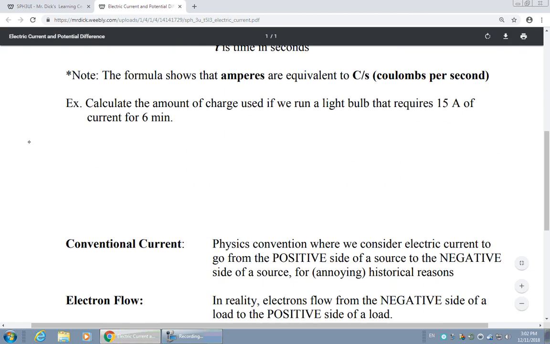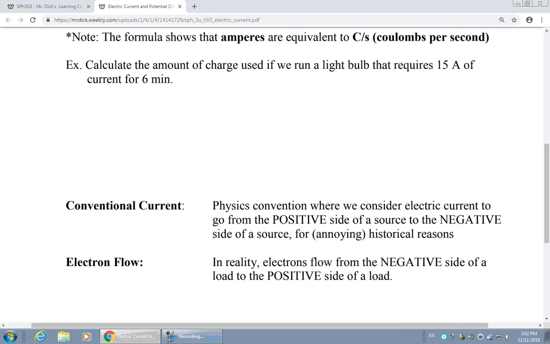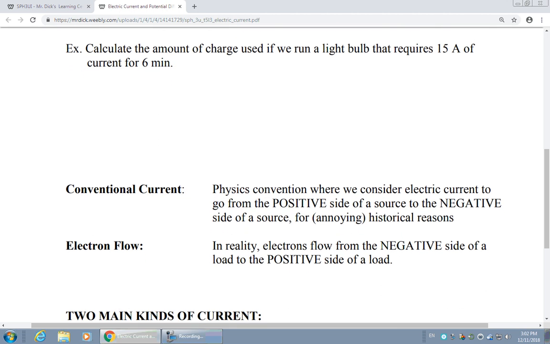So for example, if we wanted to figure out how much charge we would use in running a light bulb, if it requires 15 amps and runs for 6 minutes, we can just solve this using basic given and required information. We're given the current in this case, and that's I. That's 15 amps. Remember, 15 coulombs of charge pass a certain point in the circuit each second that goes by. Time, we're told, is 6 minutes.